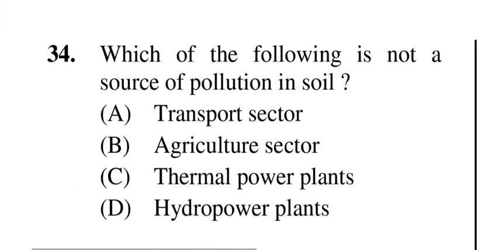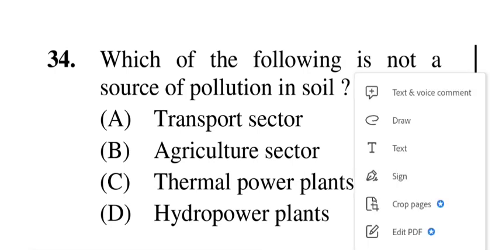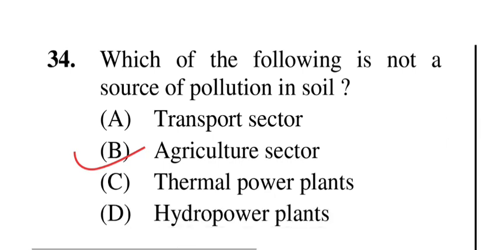Number 34, it says, which of the following is not a source of pollution in soil? Transport sector, agriculture sector, thermal power plants, hydropower plants. Option agriculture sector, this is not a source of pollution in soil, though there are some, but at a very minimal level, like through fertilization.